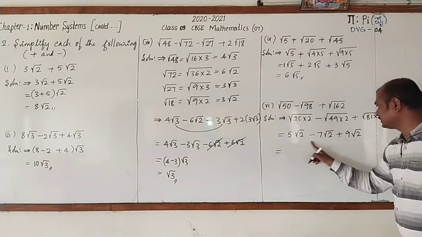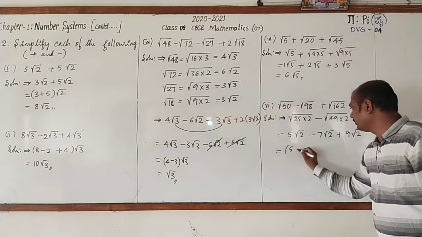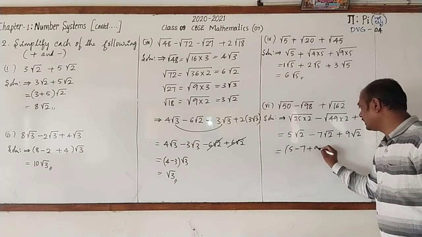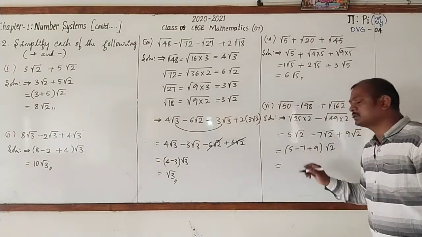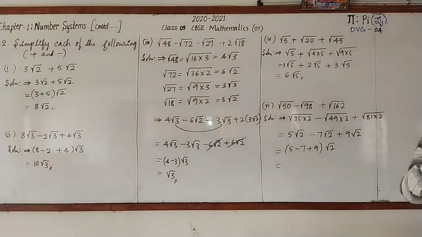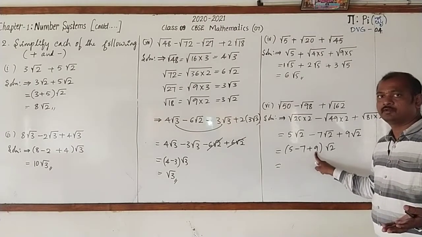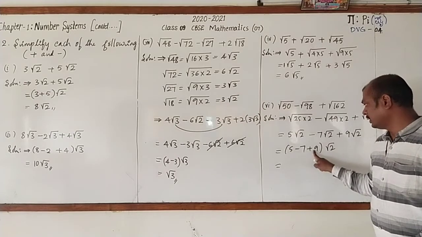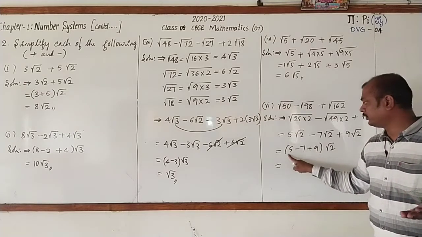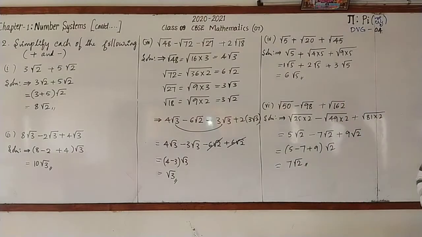It's equal to, see that root 2 is common. So remaining 5 minus 7 plus 9 into root 2. What is 5 minus 7? Minus 2. Minus 2 plus 9? 7. Right? Or else 9 plus 5, 14. 14 minus 7? 7. 7 root 2. Understood?